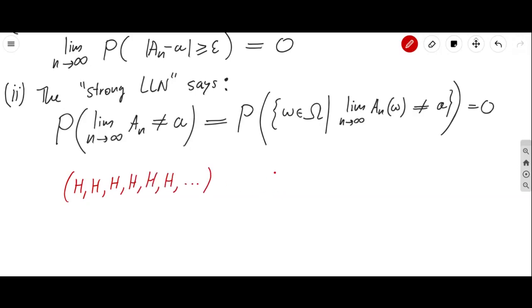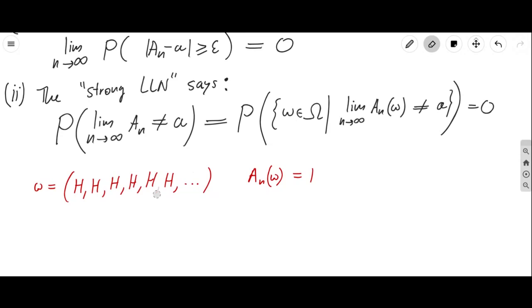all heads, then you can calculate that an, on this sample point, will always be equal to 1. Because the average of the first 2 is 1, the average of the first 3 is 1, the average of the first 4 is 1. So that will always be equal to 1. And as you can see, the sequence converges to something that's not equal to 0. So this would be an example of a sample point that falls into this event.